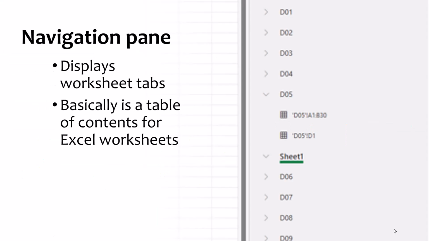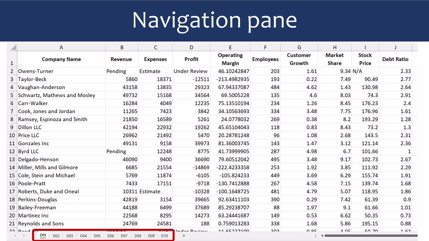For our next feature update, we will look at the new navigation pane. Excel can now create a navigation pane to display your worksheet tabs. It is basically a table of contents for Excel worksheets. Here I am in worksheet D01, but you can be in any worksheet in the workbook. You can see the worksheet tabs displayed at the bottom of the worksheet. An easier way to see those tabs, especially if there are many of them and they have long titles, is to create a navigation pane.